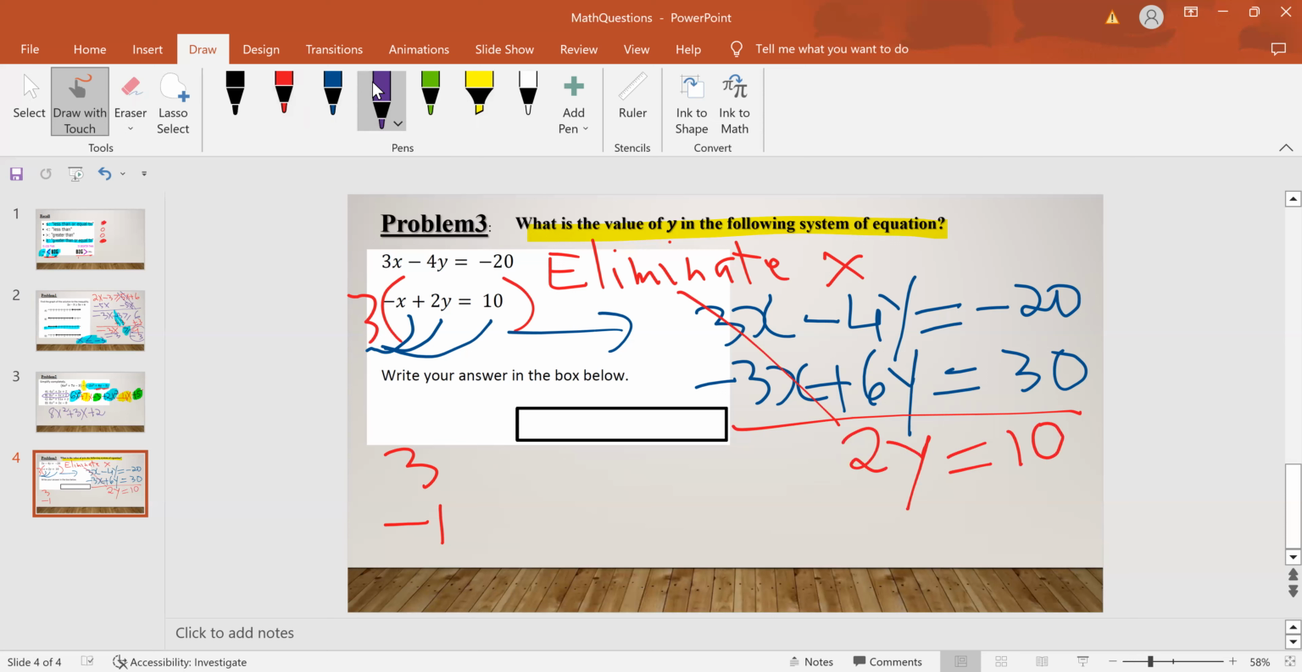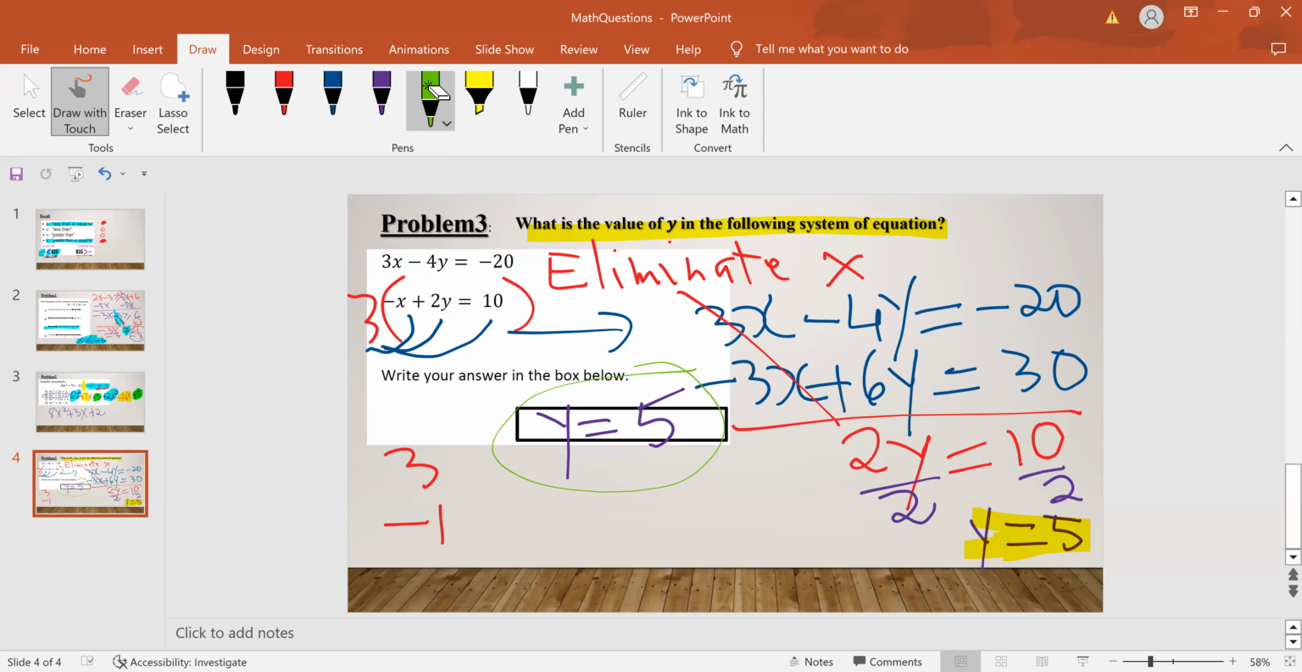Now to solve for y is just to divide both sides by 2, and we have y is equal to 5. Yes, y is equal to 5. So the answer will be here. Okay, y is equal to 5. That's the answer.